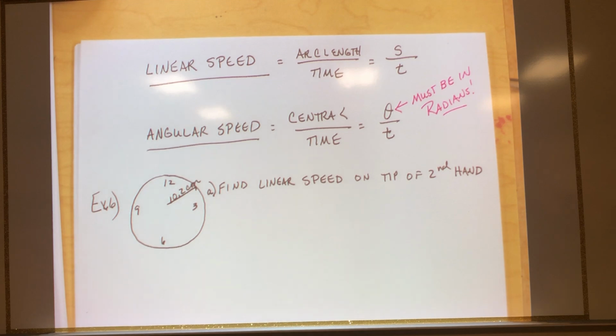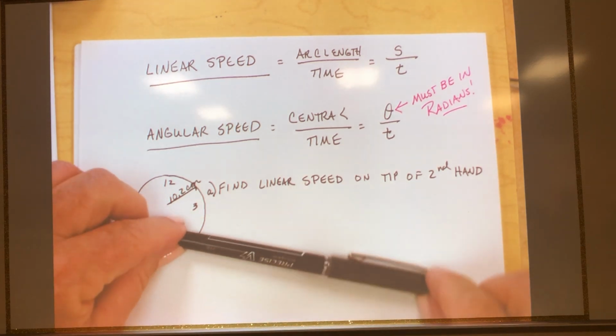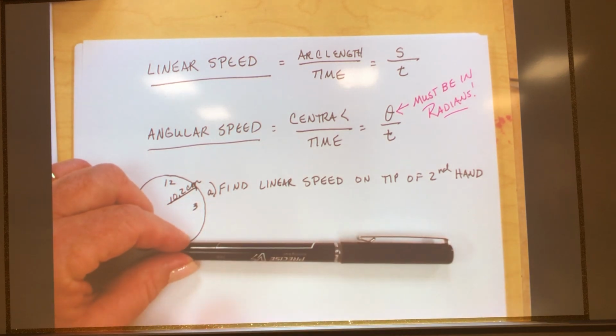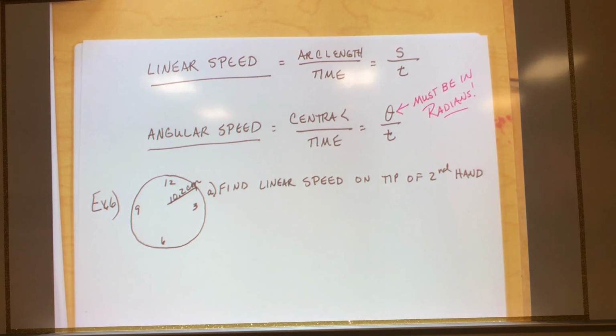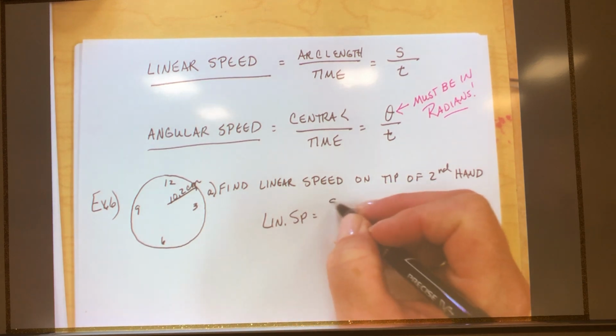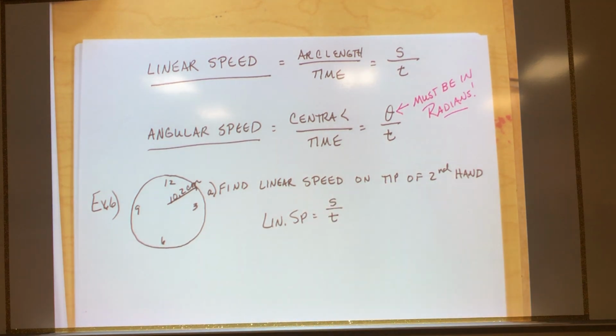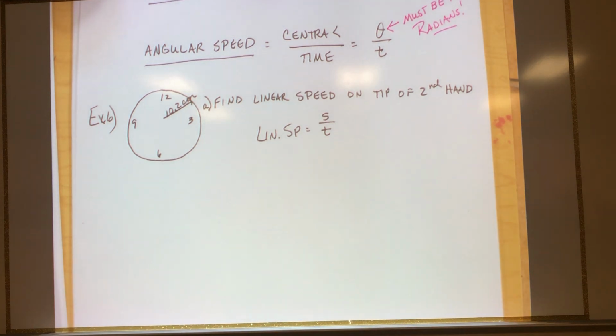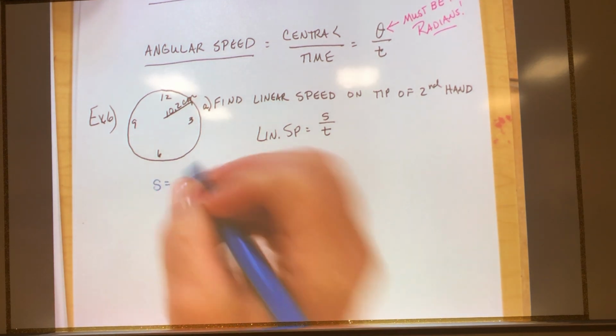Okay, so linear speed is how fast that tip is moving around that circle. Angular speed is how fast the angle changes with respect to time, okay? So we're talking about linear speed. What's the formula for linear speed? Arc length over time. Okay, so arc length over time, S over T. Do I know what the arc length is? No, you don't know what the arc length is. So that needs to be the very first thing I'm going to find. I don't know what the arc length is, so I'm gonna have to find it.